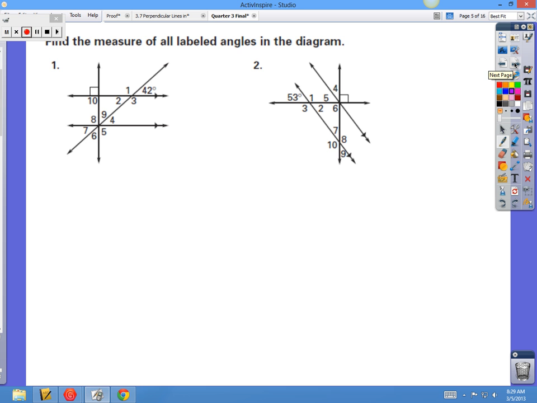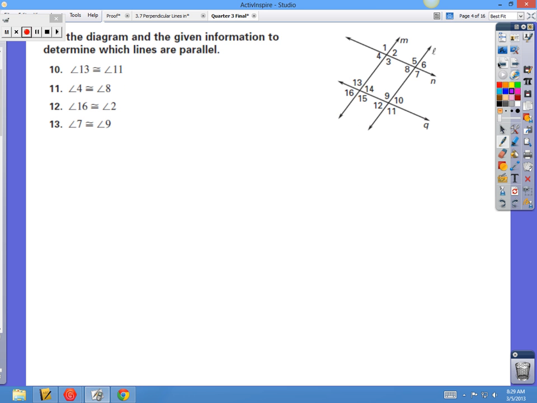12. Whoops. 16 and 2, so the circle 16 and 2. 16 is there, 2 is there. Now I linked these 4 with these 4, so that means I'm hooking this line to this line. 16 and 2 would be alternate exterior angles, but we are using line N and line Q.